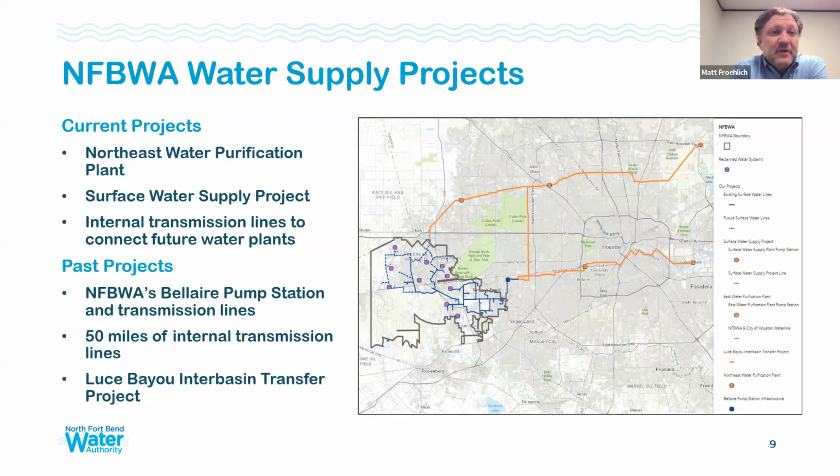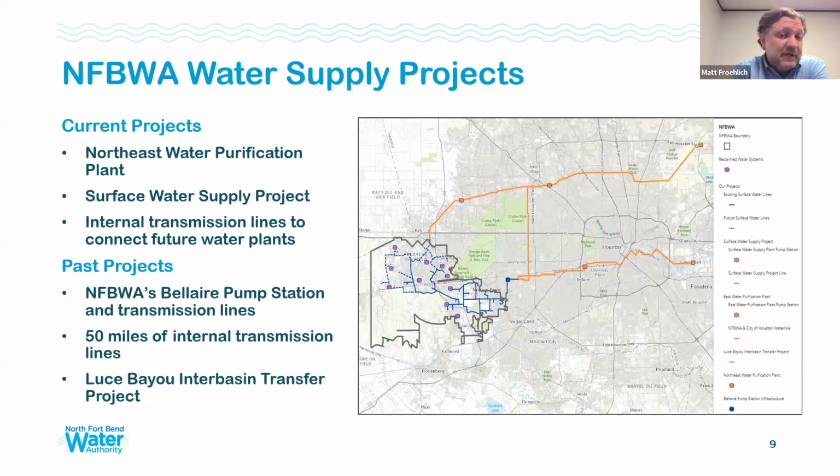Past projects there, though, I mentioned the Bel Air pump station. We're currently expanding that in anticipation of receiving the additional water through the surface water supply project. We've got about 50 miles of internal transmission system, the largest being a 48-inch coming out of Bel Air.